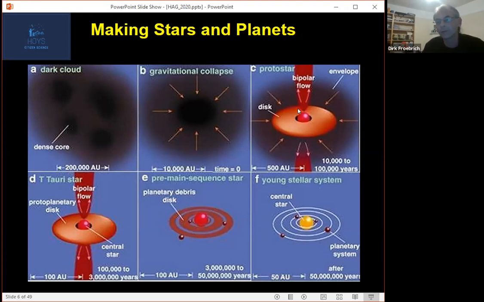The star, or what will be the star in the middle, also radiates a lot of energy, and that will also push material away. So that reservoir basically disappears, and then you're left with just the disk, where there's still material being transported inwards onto the star. And it's those disks where the planets are forming.